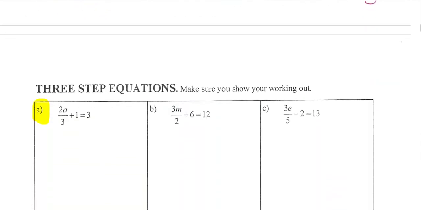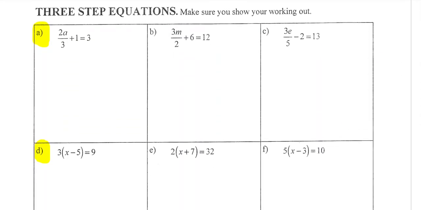Okay, on to the 3 steps. So 3 steps, let's count the numbers we need to do. The 2, the 3, and the 1. There's the 1, 2, 3 things that I have to do. Which one first? The 1. Good, very good. So let's minus 1.